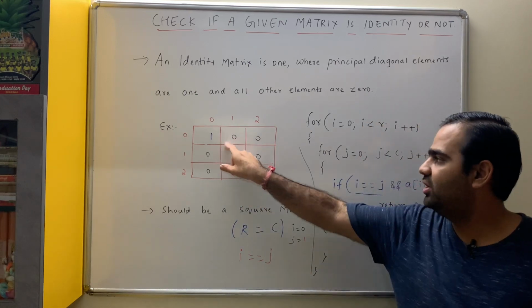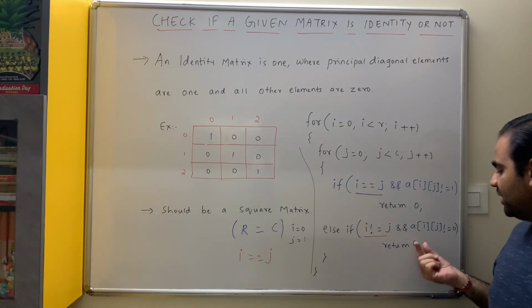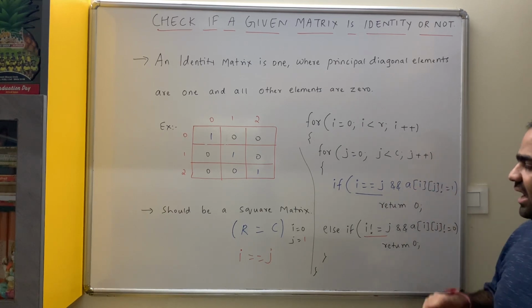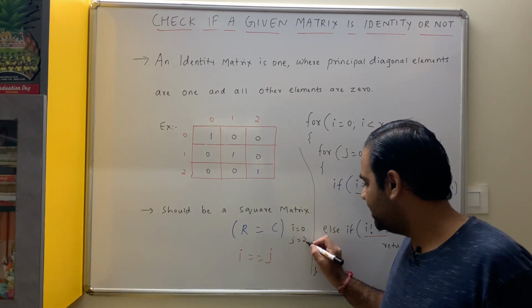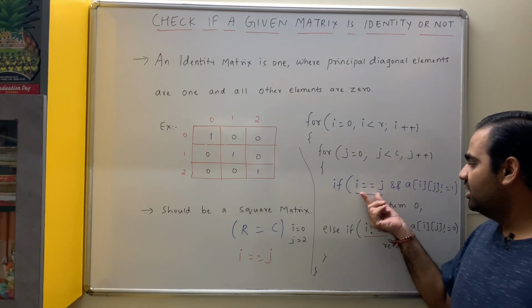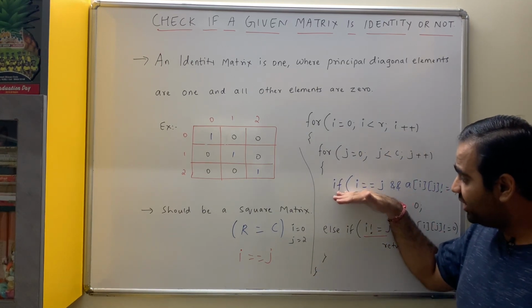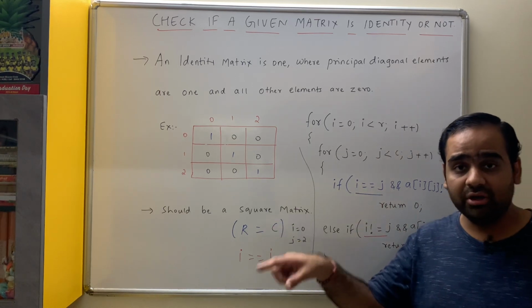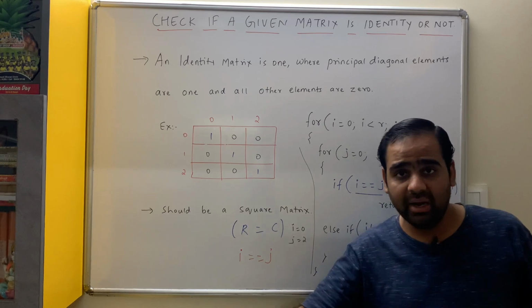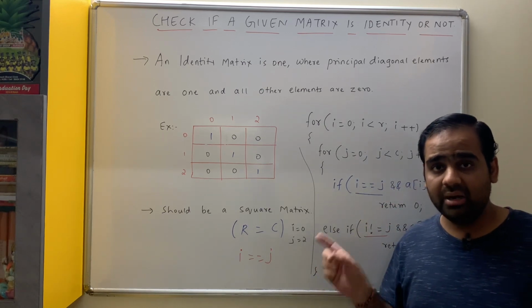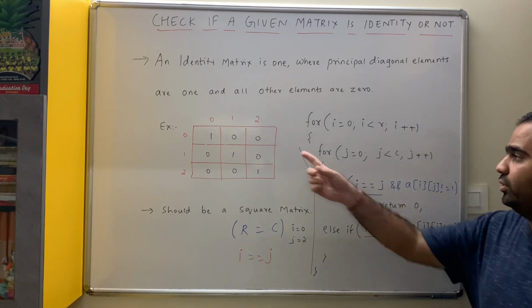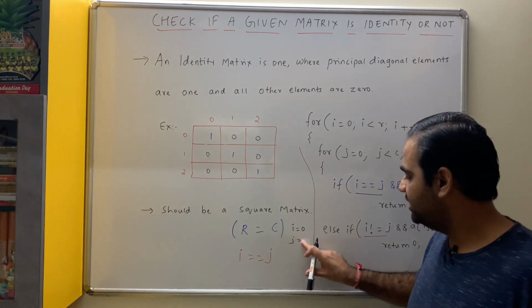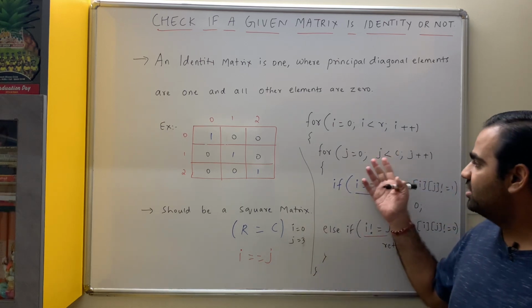Now see here, suppose it is 0. i not equal j, yes, a of 0 1 is 0, 0 not equal to 0 is false. Do not execute this. Again you say j plus plus, the value of j will become 2. 2 less than 3, yes. 0 equal to 2, no. Since if is false, come to else if. 0 not equal to 2, yes, it means it is not a principal diagonal element, and it should be 0. a of 0 2 is 0, 0 not equal to 0 is false. Do not execute this. Again j plus plus, j becomes 3, 3 less than 3 is false.